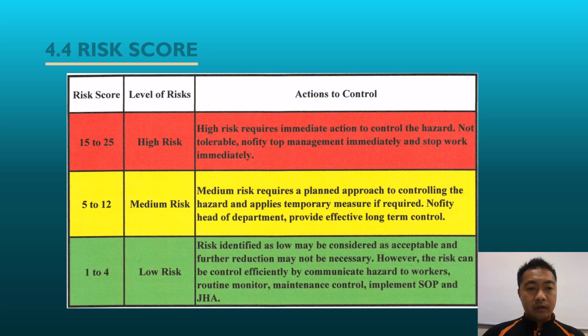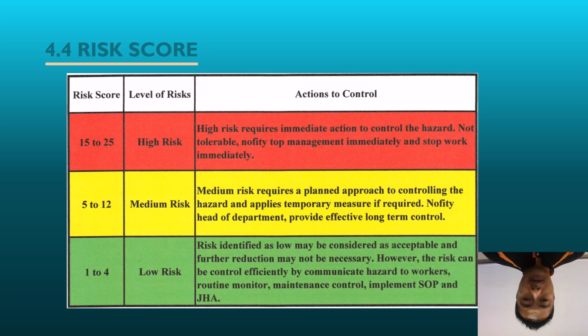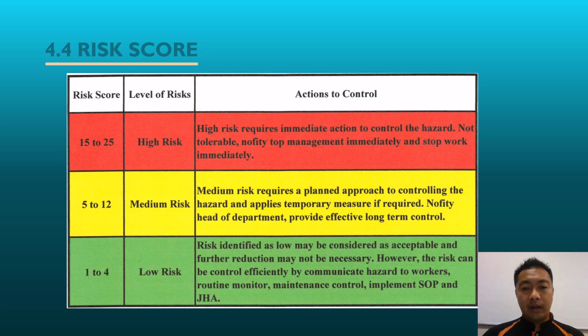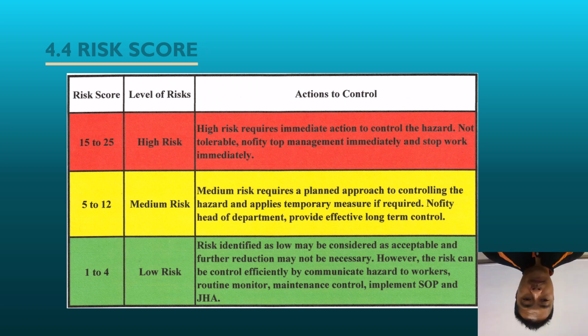Risk score 15 to 25. Level of risk: high risk. High risk requires immediate action to control the hazard, not tolerable, notify top management and stop work immediately.